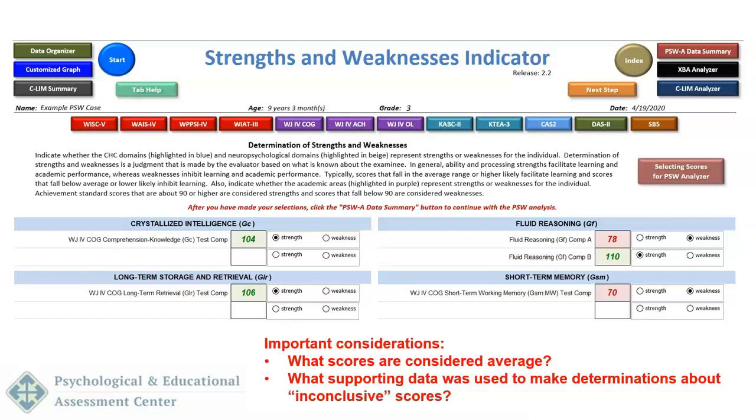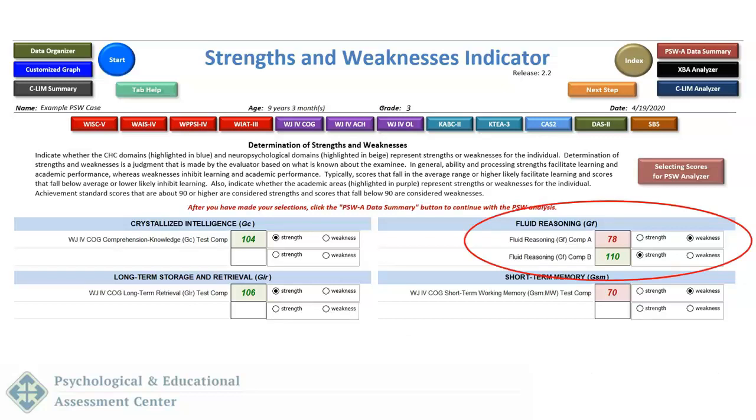Going back to our example, because our examiner decided to keep 2 composite scores for fluid reasoning, they had the option to indicate both a strength and a weakness for this broad domain. They will need to explain their rationale and analysis in their psychoeducational report. Once all strengths and weaknesses have been indicated, the examiner moves on to analyzing the individual's overall profile using the DDC model.